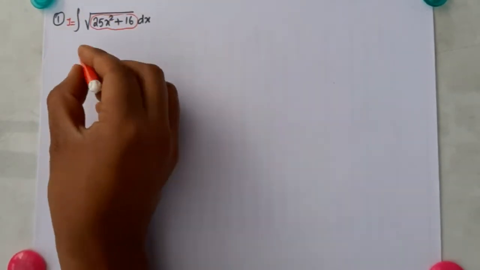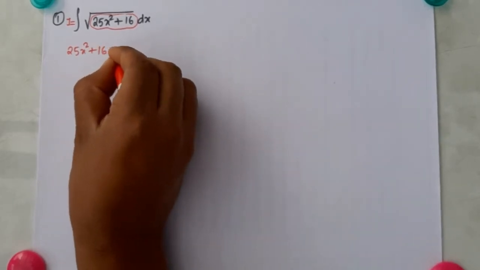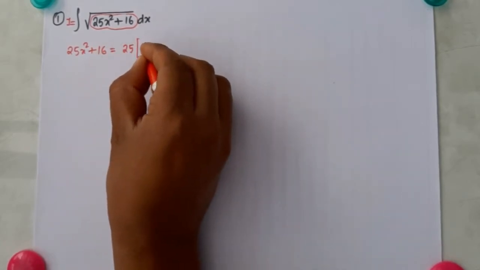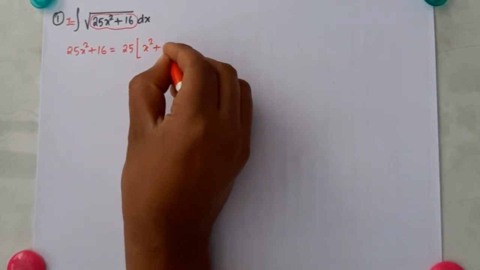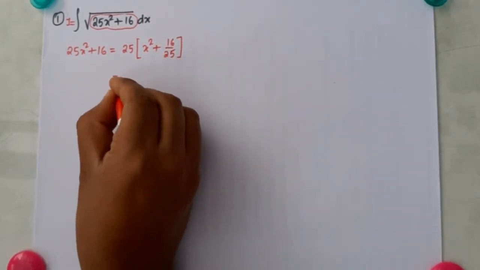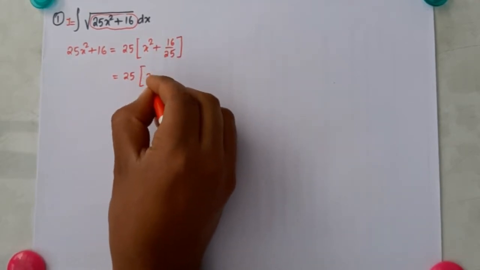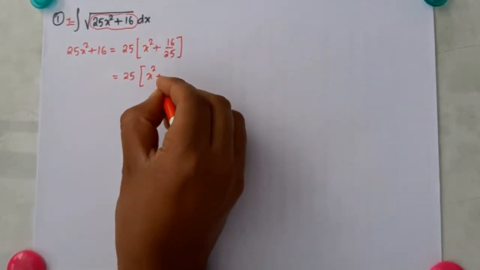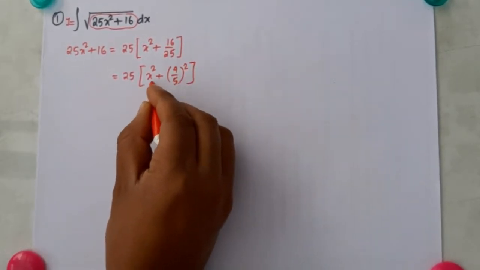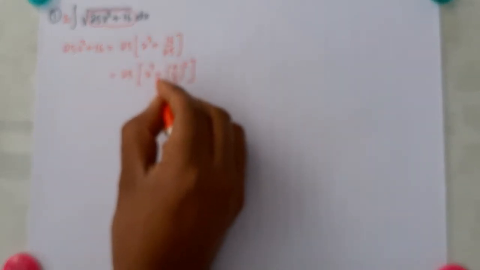So if I call this I, then 25x square plus 16 can be written as, first 25 has to be kept common, so this becomes 25 times x square plus 16 by 25, isn't it? Now x square is already a perfect square, and 16 by 25 can be written as 4 by 5 whole square. Basically we have expressed this as a sum of two perfect squares because there is a plus sign here.